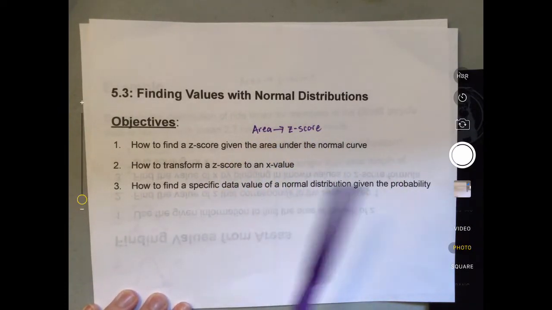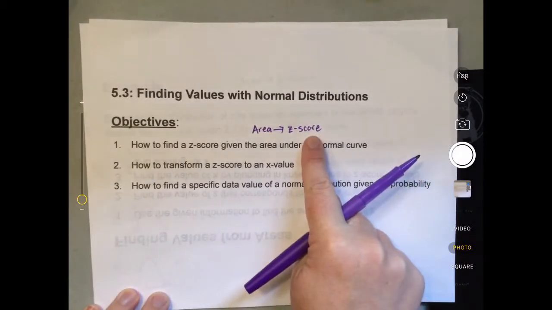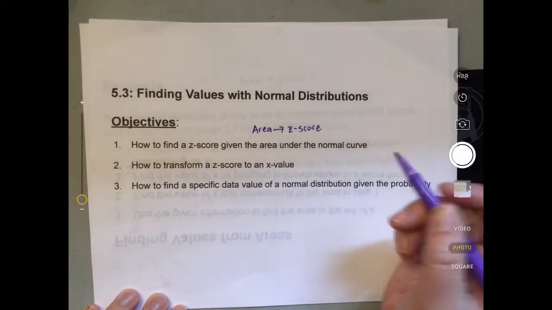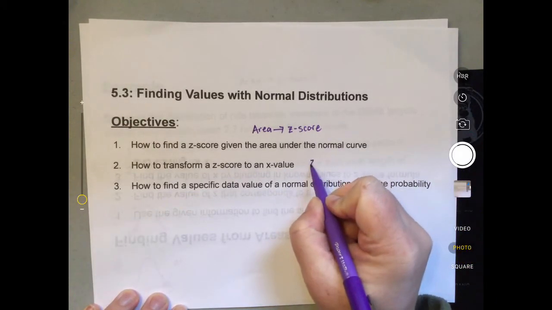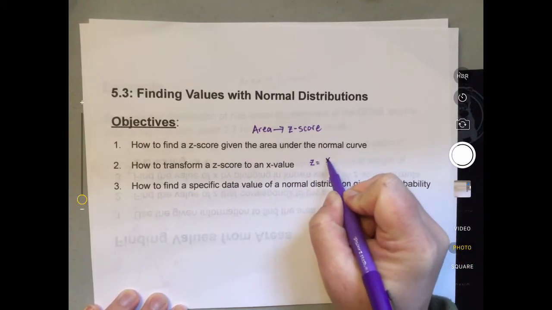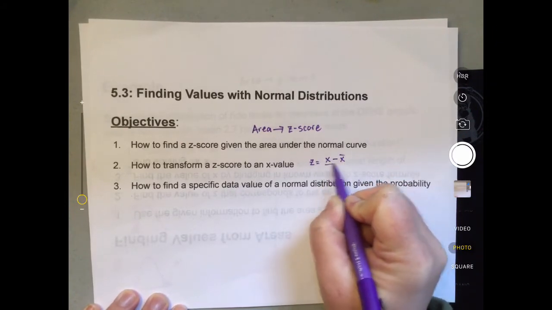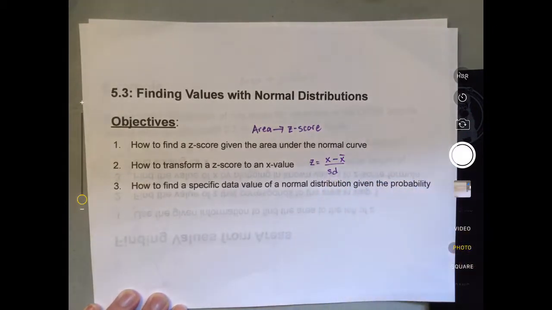Well, once we get this z-score, we should be able to use our z-score formula to find any of the unknowns. Remember that to find a z-score, you take the random variable in question minus x bar divided by standard deviation.